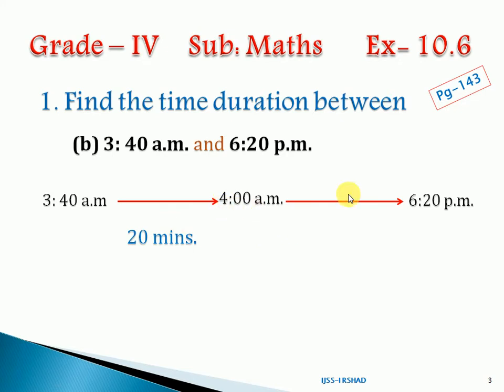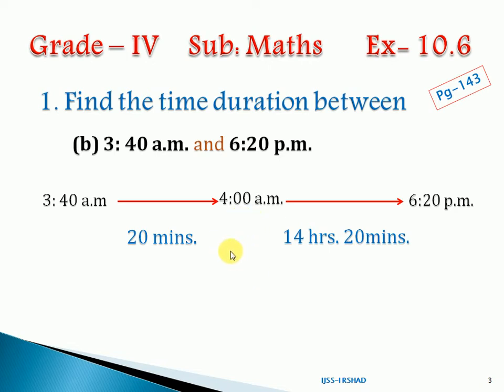Similarly, from 4 a.m. to 6:20 p.m., what will be the time duration? Mark it here. Here it is a.m., 4 a.m. From 4 a.m. we will first reach 12 noon. 4 a.m. to 12 noon. Then after 12 noon we will reach 6:20 p.m. Means from 4 a.m. to 4 p.m. first we will go. It will take 12 hours. Then after 4 p.m. it will be 5 p.m., 6 p.m., means 2 more hours. Means 12 plus 2, 14 hours. And then 20 minutes. So 14 hours 20 minutes. So you can write it here: 14 hours 20 minutes.